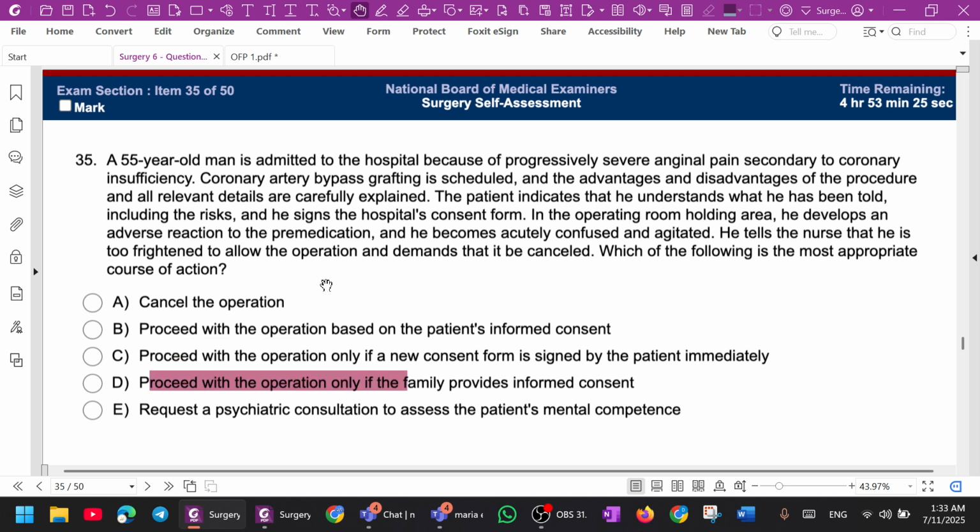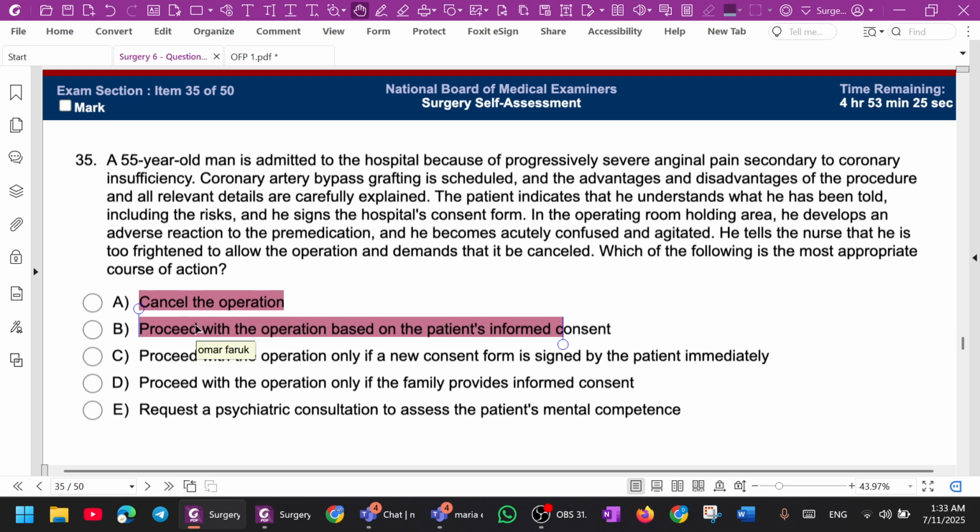Okay. Between A and B, cancel the operation, even if he is agitated. Okay. Patient autonomy is one of four common medical ethical principles, along with beneficence, nonmaleficence, and justice. Autonomy posits that patients have the right to make decisions provided that they have the decision-making capacity to do so, and that they have been provided with appropriate information for use in making such a decision. A consenting adult with decision-making capacity has the right to refuse some or all aspects of medical care, even if such a decision may result in mortality.